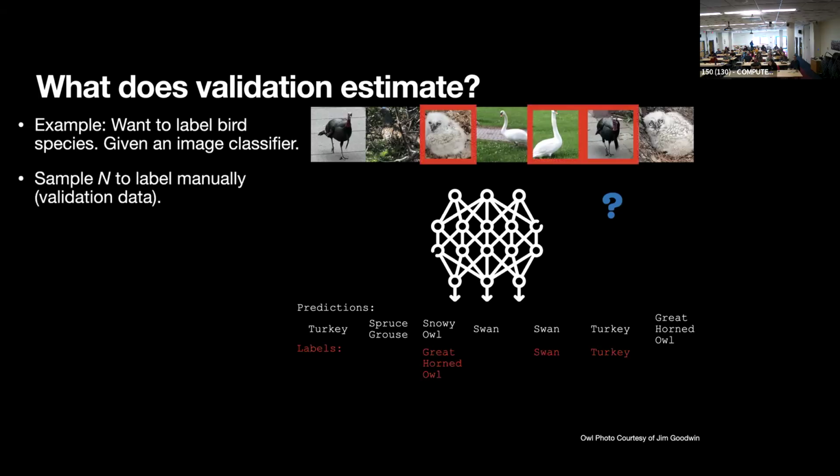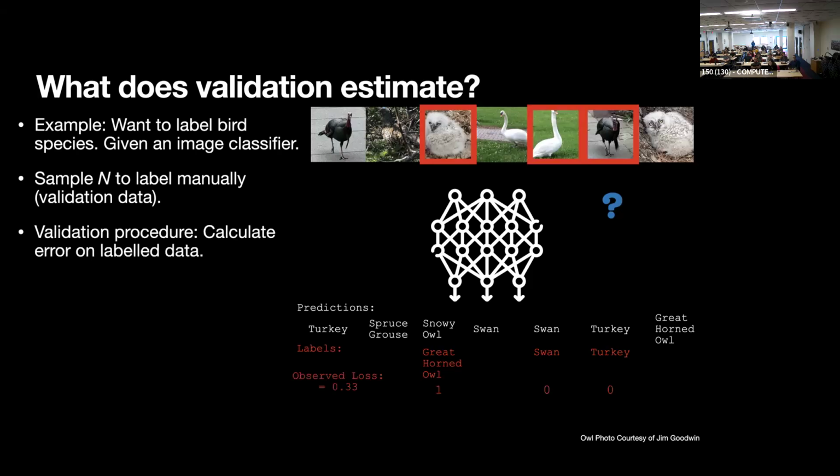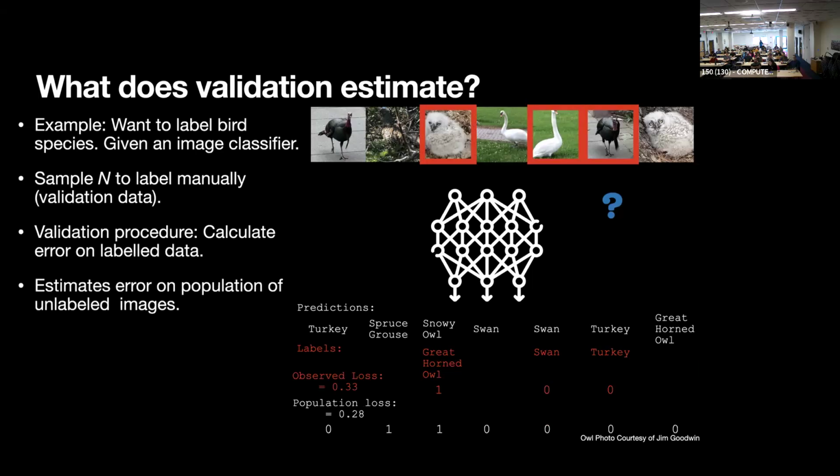Typically what we would do is sample n of these birds. In this case, I've labeled 3. We label these manually, and these become our validation data. So these now are labeled, and we can check how well the classifier does on these labeled examples. We would calculate its error on the labeled data. In this case, I got 1 of the 3 examples wrong, so it had an error of 33%. And this is actually serving as an estimate for its error on the population of all the unlabeled images that we have. It might be a good estimate, it might be a bad estimate.